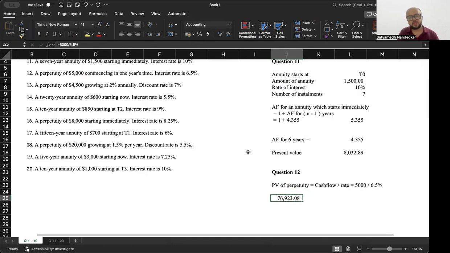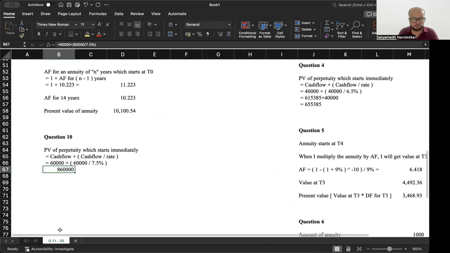A perpetuity of 4500 growing at 2% annually. This is a perpetuity of 4500. Just give me one moment, guys. Just one moment.